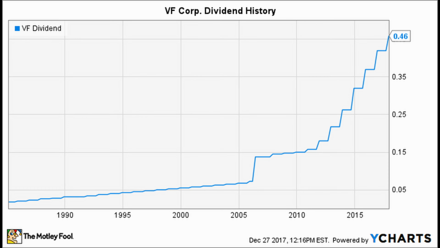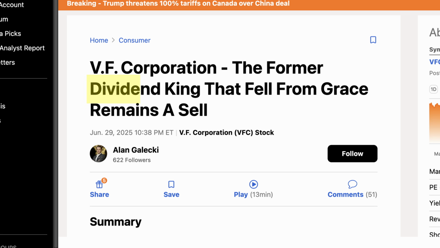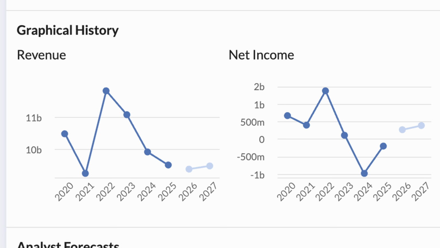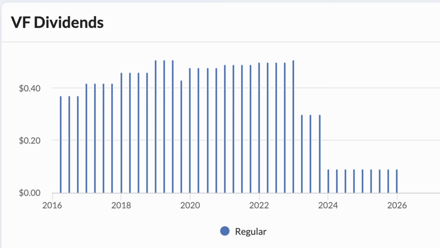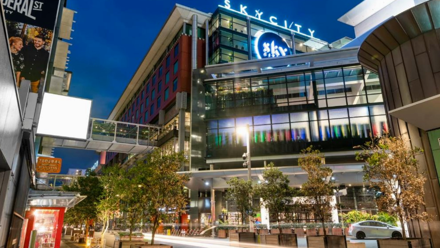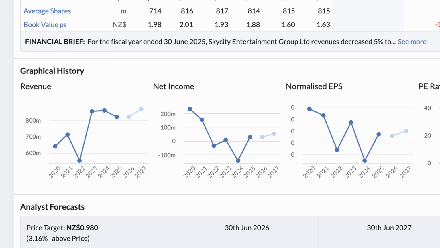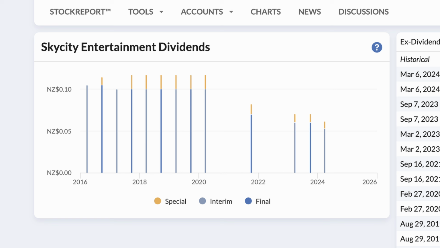A great example of this is VF Corp. They had increased their dividend for decades and were considered rock solid. But when their earnings started to fall, they had to slash their dividend payout. A local example is Sky City Entertainment, which has seen falling profits and operating cash flow. This has resulted in slashed dividend payouts. The lesson here is to not judge dividend safety by past streaks alone.